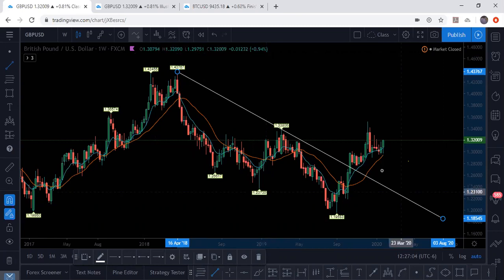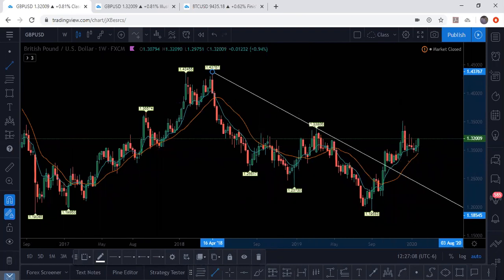So you draw this. When you draw your trend line, bring out your Fibonacci. Okay? And then boom.